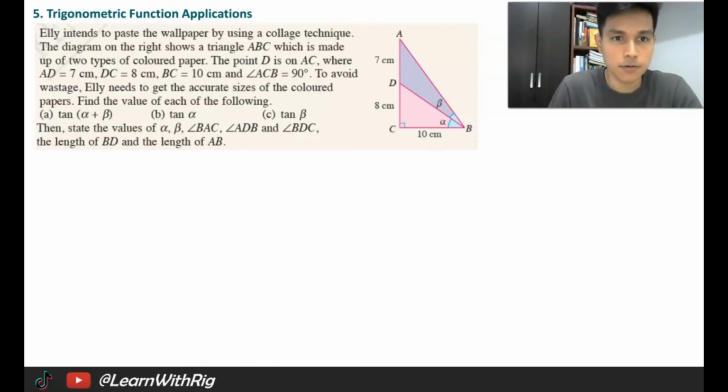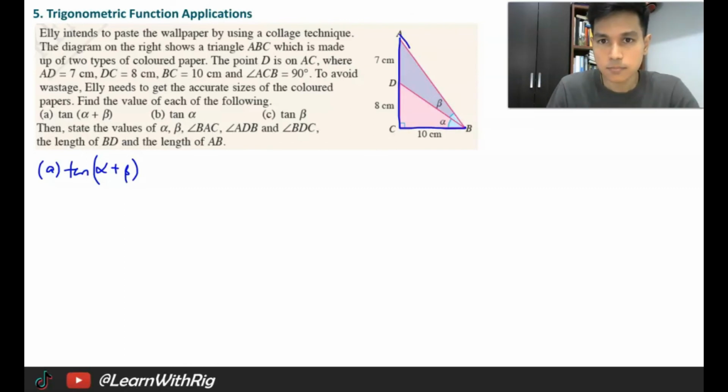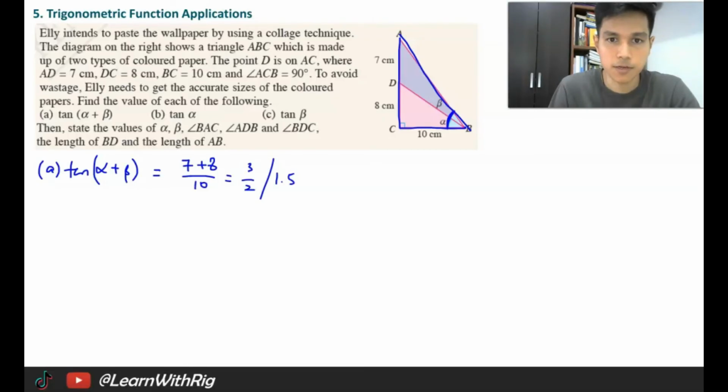Okay, so the question number 1, it says find tangent alpha plus beta. So alpha plus beta, that means the whole thing, correct? So you'll be thinking how you want to do this. Actually, this one you just have to use SOHCAHTOA, right? So you're looking at this triangle here. Alpha plus beta, so it's tangent, right? Tangent means opposite over adjacent. So that means 7 plus 8 over 10. So your answer should be 15 over 10, 3 over 2. Or you can write 1.5. Whichever you prefer.